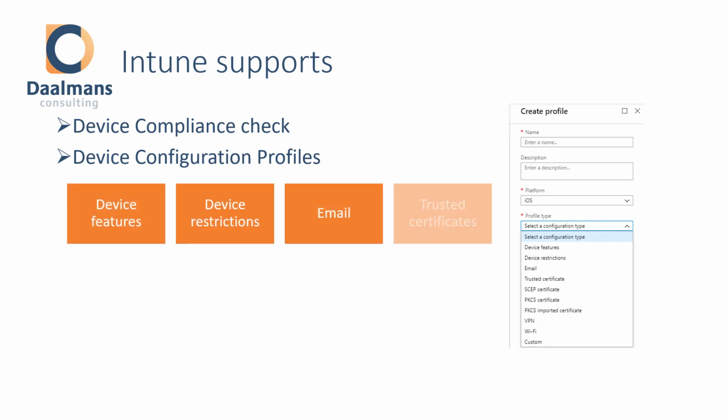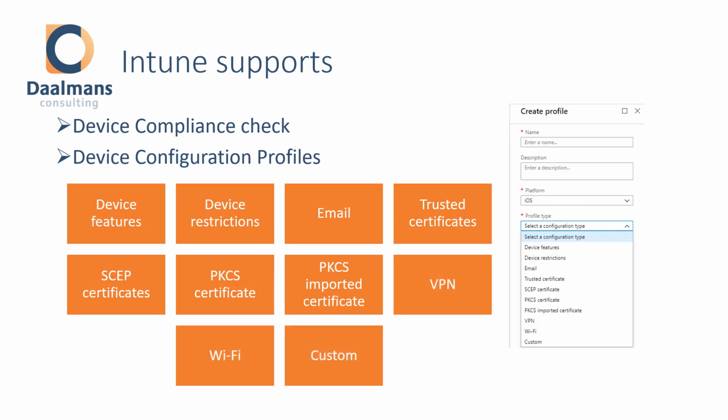But we can also configure settings. And for iOS, there are quite a few. We can configure device features. We can configure device restrictions, email, trusted profiles, trusted certificates, SCEP certificates, PKCS certificates, imported certificates, VPN profiles, Wi-Fi profiles, and custom policies which we are able to create with the Apple Configurator on a Mac device. So we can do a lot of things in this space.